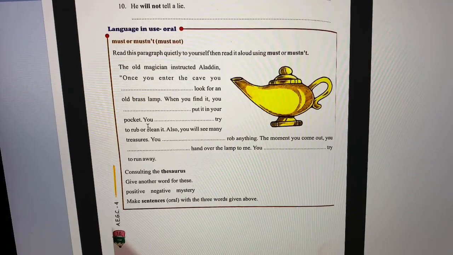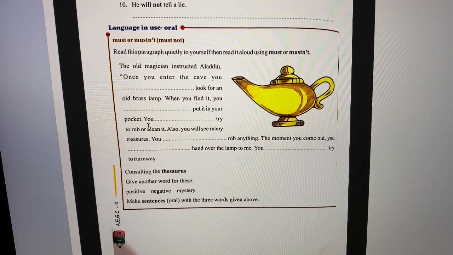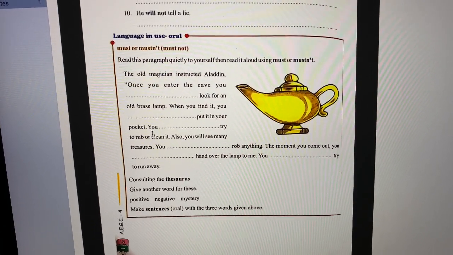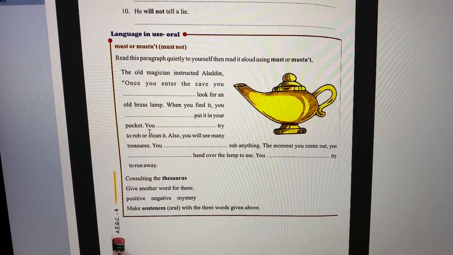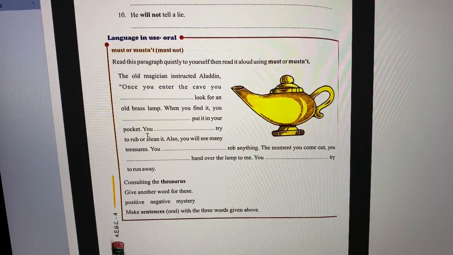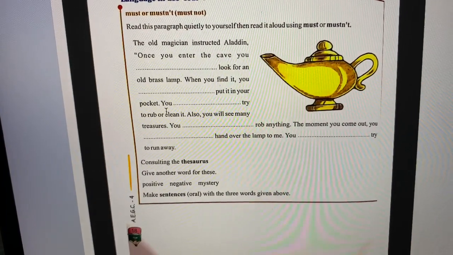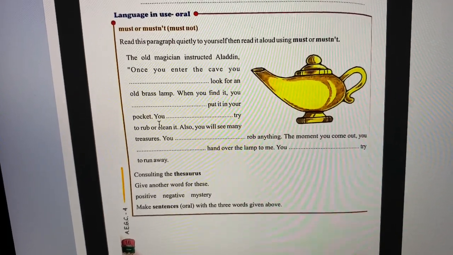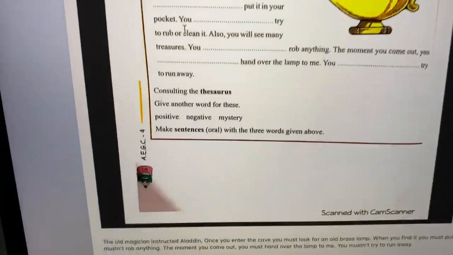The last exercise the children should try on their own, but just so that the children have the answer, I'm going to read the paragraph out. So in this exercise it says, read this paragraph quietly to yourself, then read it aloud using must or mustn't, okay? So in the fill in the blanks over here, you must use must and mustn't at the correct places. I'm giving the answer now, but try this on your own.